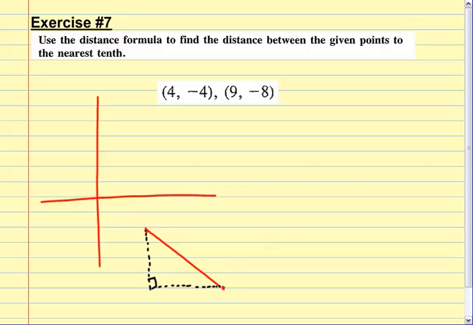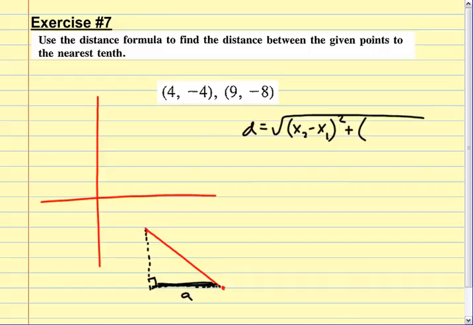Now, I'm not going to spend time drawing all the dashes and stuff because we know that the distance formula says that d equals the square root of x sub 2 minus x sub 1 squared, because this gives us the x side. That gives us this side. We'll call that a. Plus y sub 2 minus y sub 1 squared, which gives us this length, which is b. So it's a squared plus b squared, and then we take the square root of it. D is, of course, c. Right?